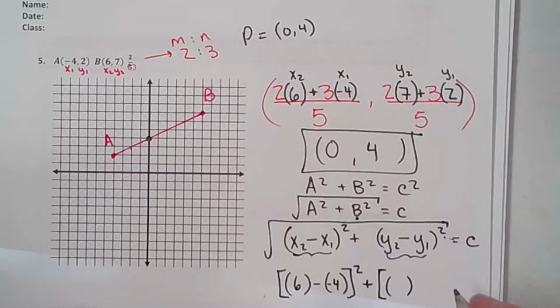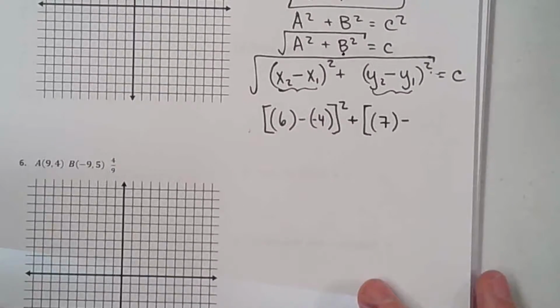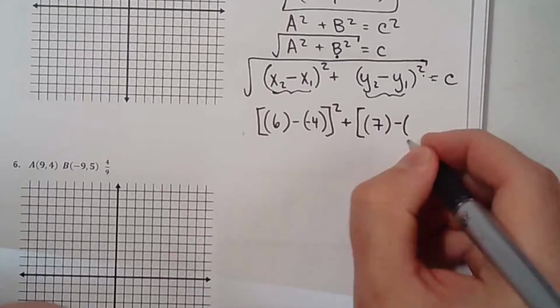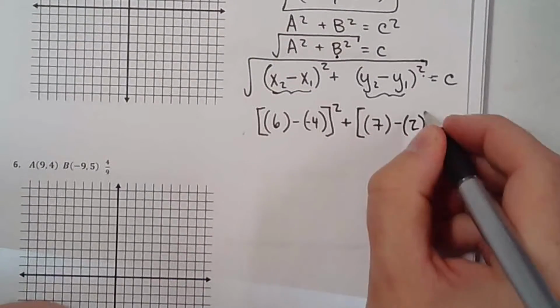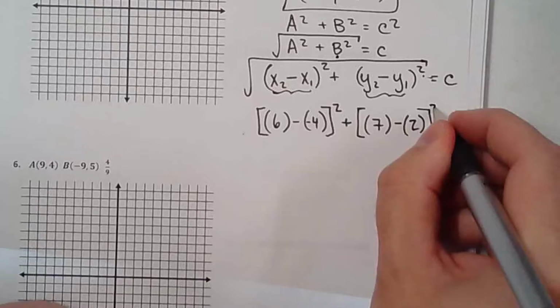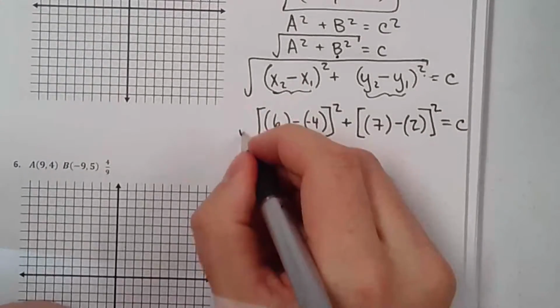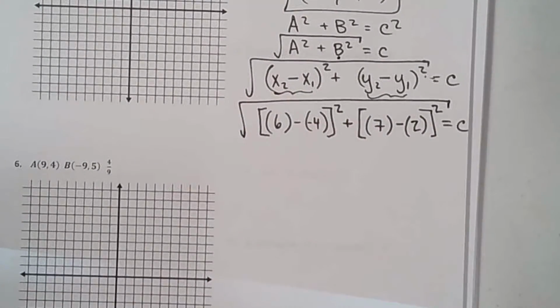Our y2 for this problem is 7, and then 2 for y1. And again, all of that's going to get squared, and that's going to equal c after we root it. Don't forget the root. Remember, otherwise it gives us c squared.